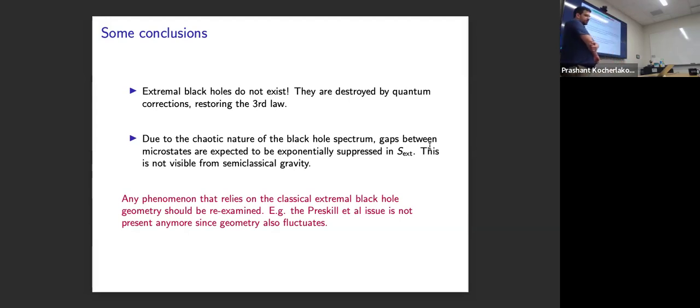So I think an important conclusion is that any phenomenon that relies on the classical extremal black hole geometry should be reconsidered. I'm not saying that everything has to be redone, but at least you have to keep in mind that this is an effect that might be important depending on what you want to compute. And for example, this Preskill et al. issue is not really present anymore because now the geometry fluctuates and the derivation of the Hawking radiation based on QFT on a fixed background is not valid any longer.